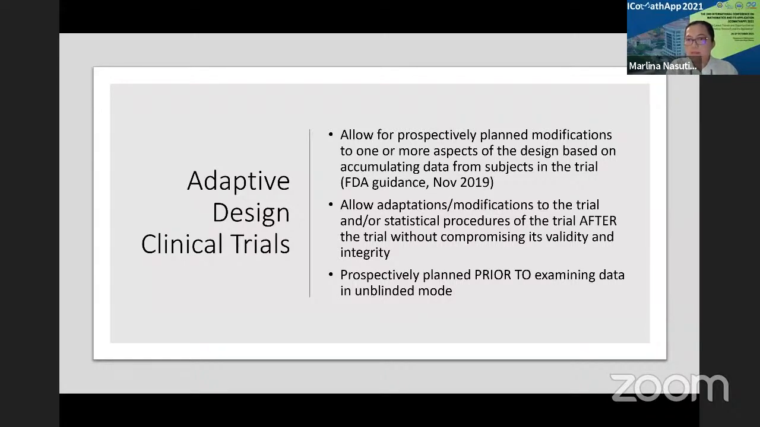And why are these prospective and planned modifications? Again, because we are trying to avoid bias, right? We don't want to compromise the validity and data integrity here. And the adaptation itself can be for the design, can be for the statistical procedures, and so on and so forth.